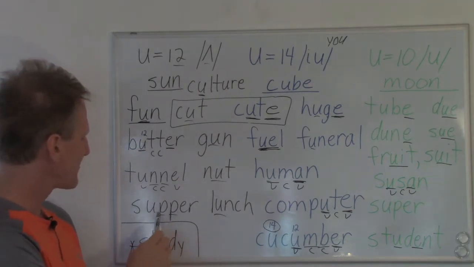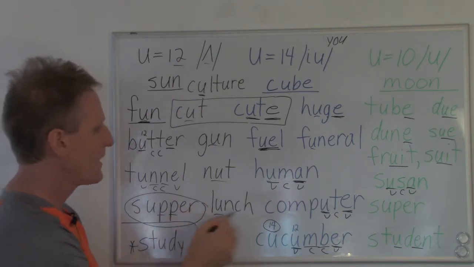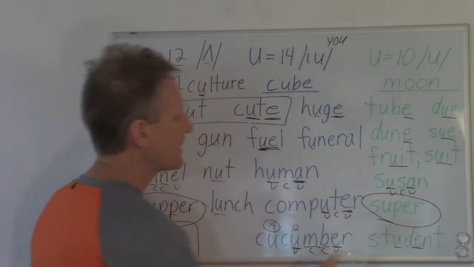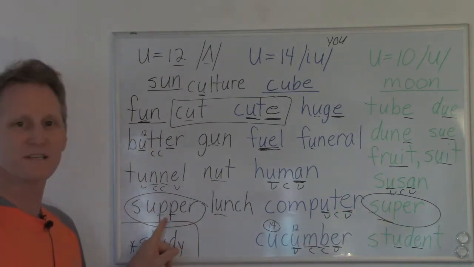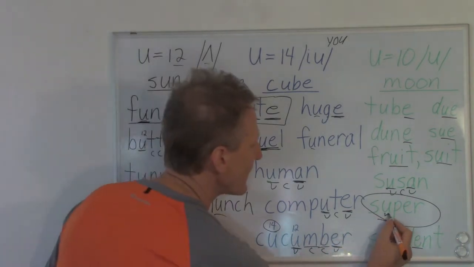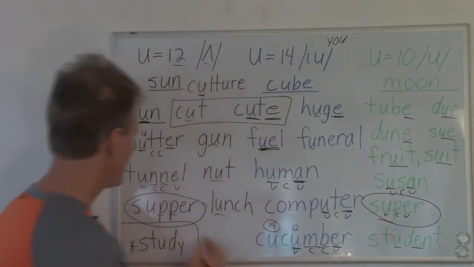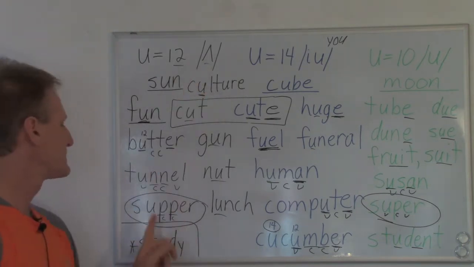All right? Supper. Same thing. Look at how supper is only distinguished from super by the consonants here. Double consonant here, only one here. Here we have vowel, consonant, vowel. Here we have two consonants. Okay, so we maintained the short sound in supper.